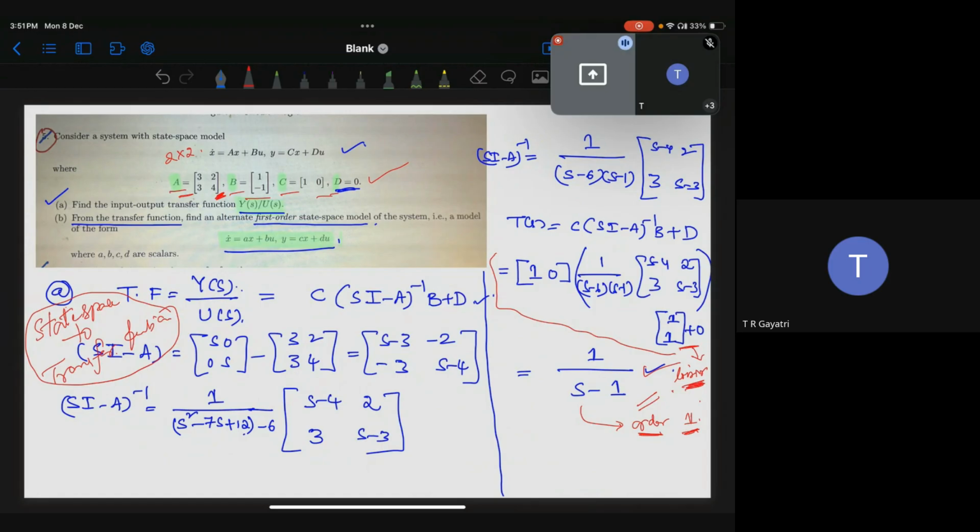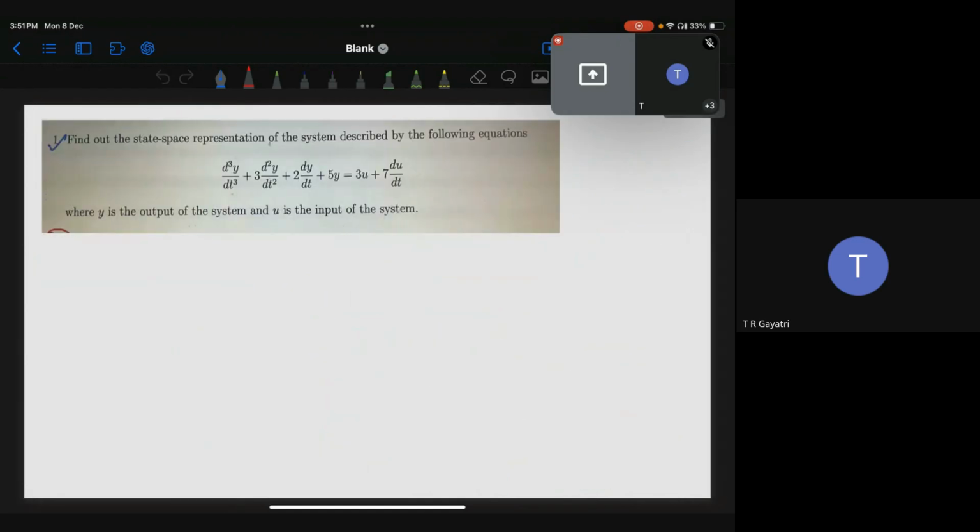If you are having any doubts, please ask me. So we'll have a small break of 5 minutes and then we'll continue the problems. Just 3 minutes break and then we'll continue.